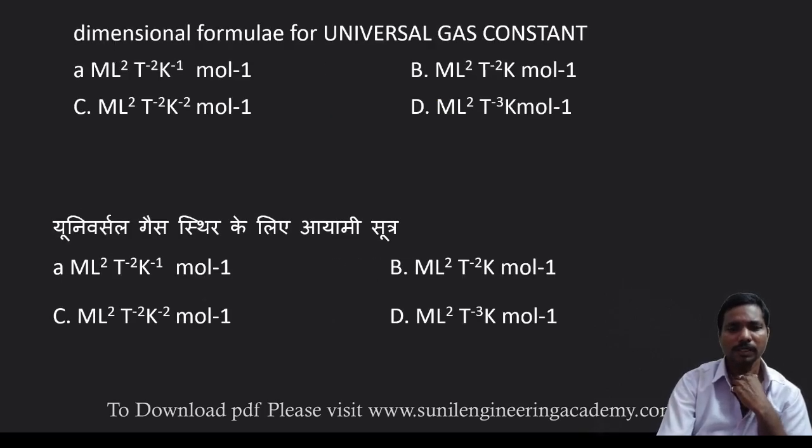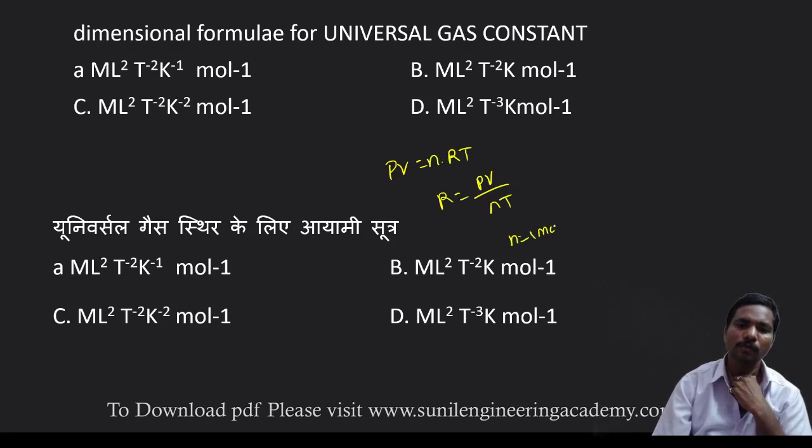Same formula. Universal gas constant: you know very well, PV is equal to nRT. So here R is equal to PV by nT. If you consider n is equal to 1 mole. Okay, R per mole is also given. Take it. Pressure is force by unit area.